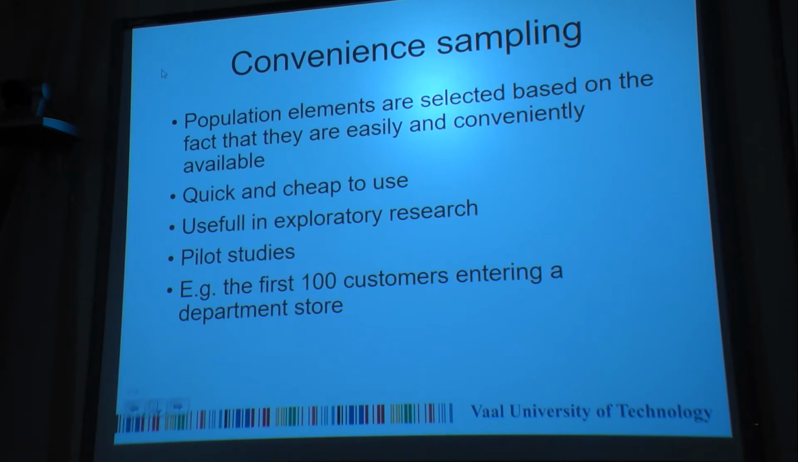Convenience sampling means that the population elements are selected based on the fact that they are easily and conveniently available. It's quick and cheap to use. It's useful in exploratory research and also for pilot studies. For example, a convenience sampling method is when you approach the first 100 customers entering a department store and ask them to complete a questionnaire for you. Because you're doing it simply because it's convenient. That's why you're doing it.